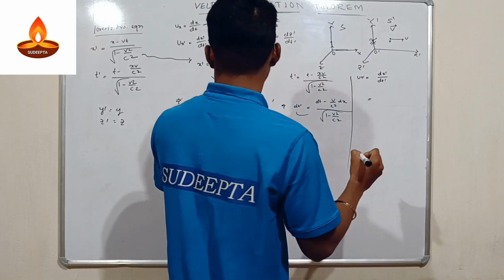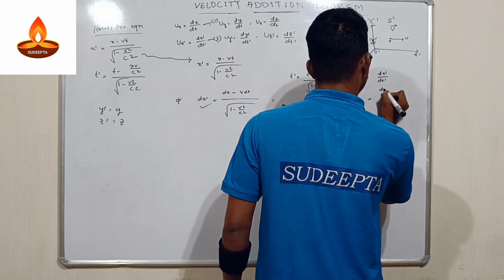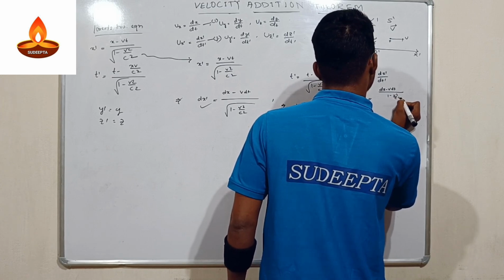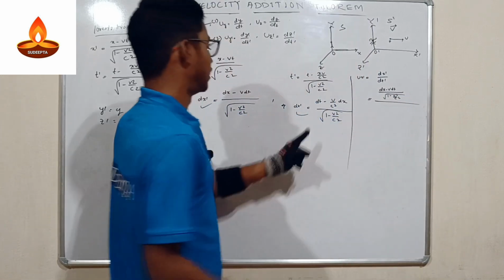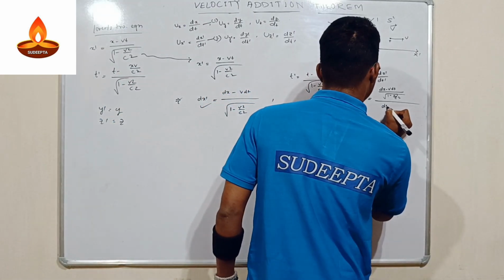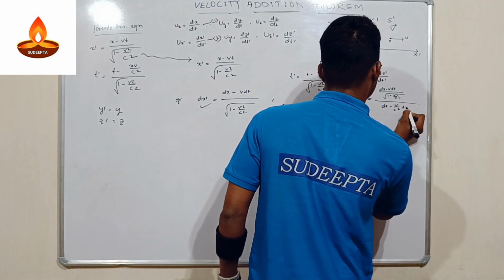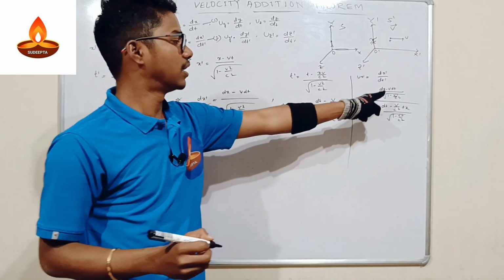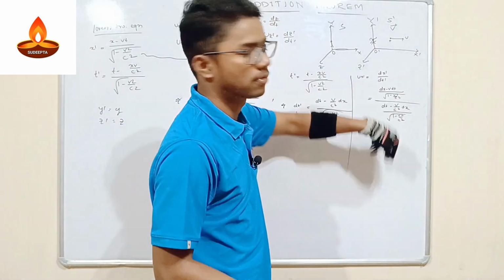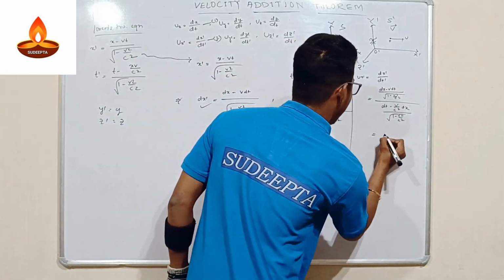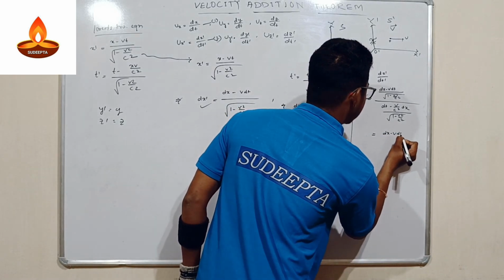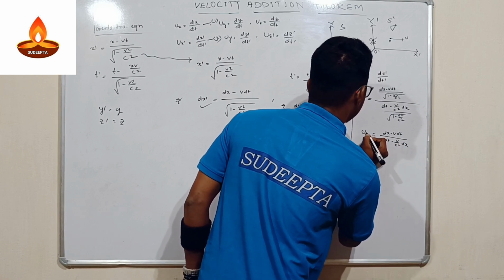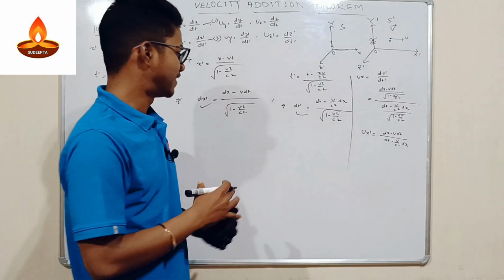So dx dash is equal to (dx minus v dt) upon square root of 1 minus v square upon c square. Then what is dt dash? dt dash is equal to (dt minus v upon c square dx) upon square root of 1 minus v square upon c square. So the denominators are equal, so they will cancel out. That means we have (dx minus v dt) upon (dt minus v upon c square dx), that is equal to ux dash. Okay, we have found ux dash.